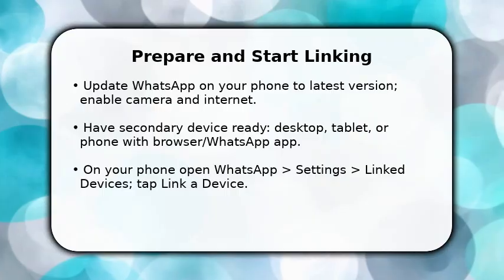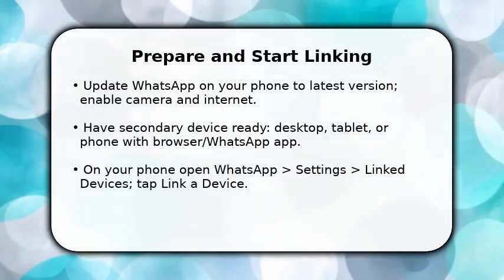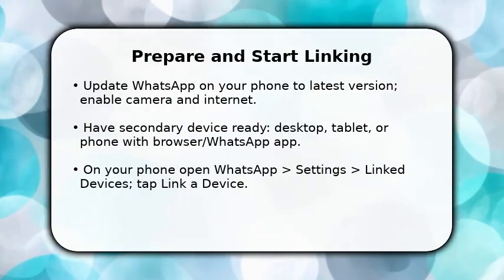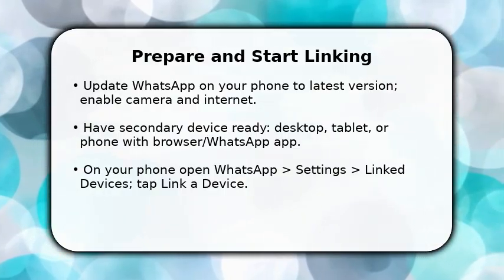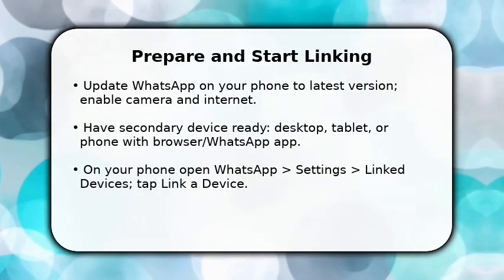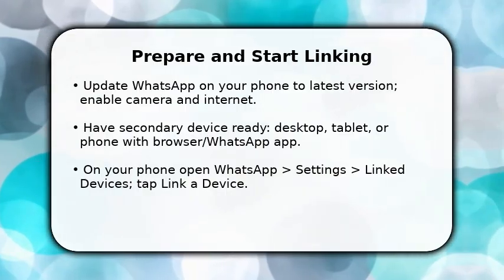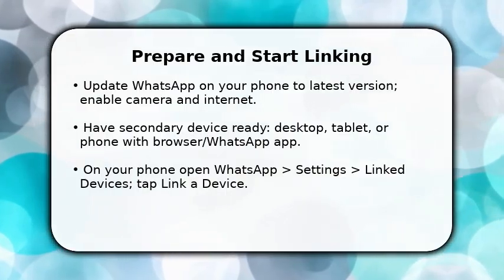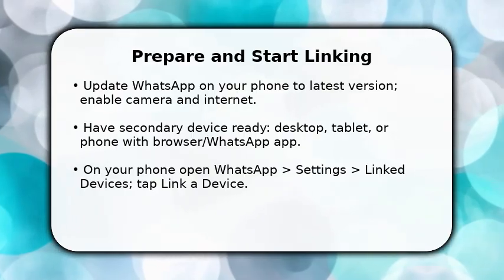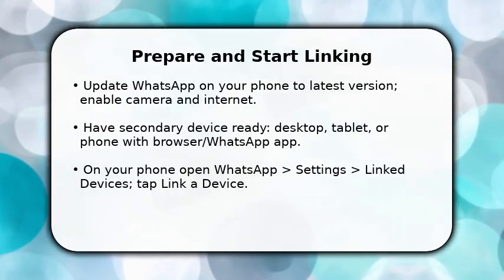Enjoy the video. You start by ensuring your primary phone runs the latest WhatsApp and has a working camera and stable internet. This matters because the QR scan and authentication need both. Once done, prepare the secondary device, open web.whatsapp.com or the WhatsApp app on the device.